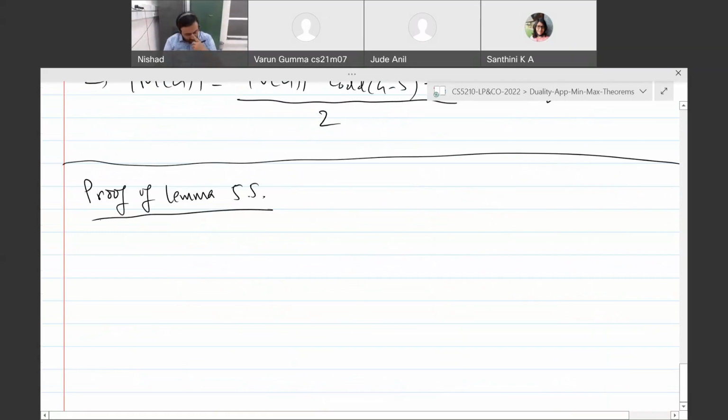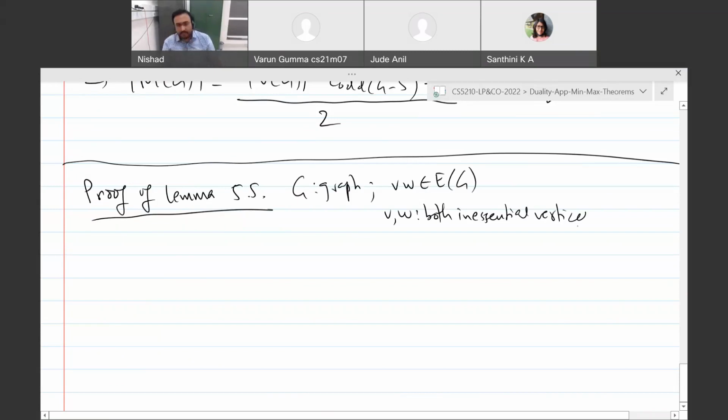All right, so what are the hypotheses? G is our graph, and VW is an edge, and V and W are both inessential vertices, which means that there is a maximum matching that misses each of them. Okay, so what we will do is we will take a maximum matching missing the vertex V, so it will not match the vertex V, and we will take a maximum matching missing the vertex W.